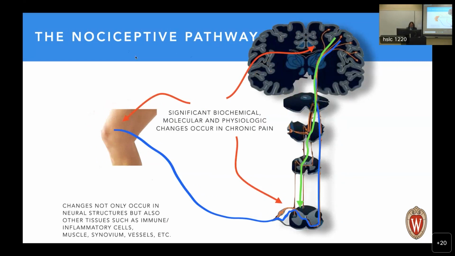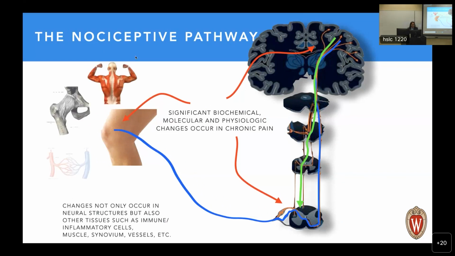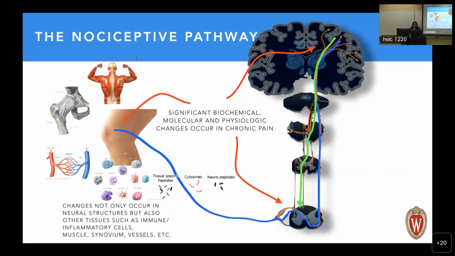But really smart people who study pain neurobiology learn that there's significant biochemical, cellular, and molecular changes that happen along this whole relay system, okay? And it's not just nerves that are now thought to be implicated in the pain phenotype. It's these other cells like muscles, synovium, blood vessels, the innate immune system, so macrophages and your white blood cells, are now playing a very important role in the perpetuation and generation of chronic pain.